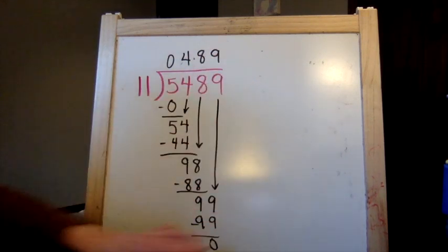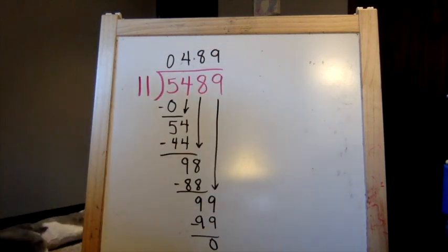We have no more numbers to divide, and we know that we don't have a remainder. So 5,489 divided by 11 is 489.